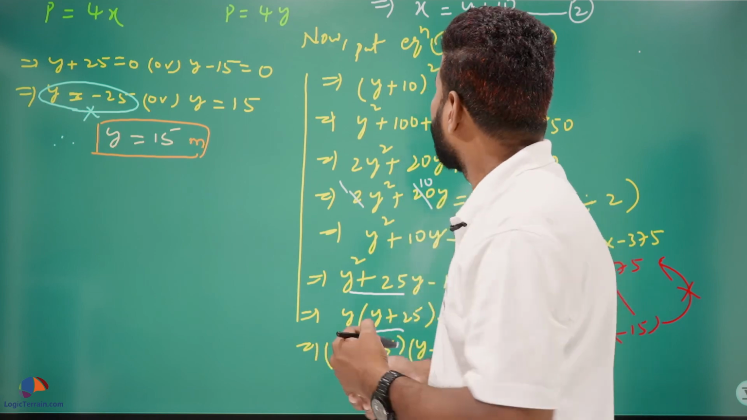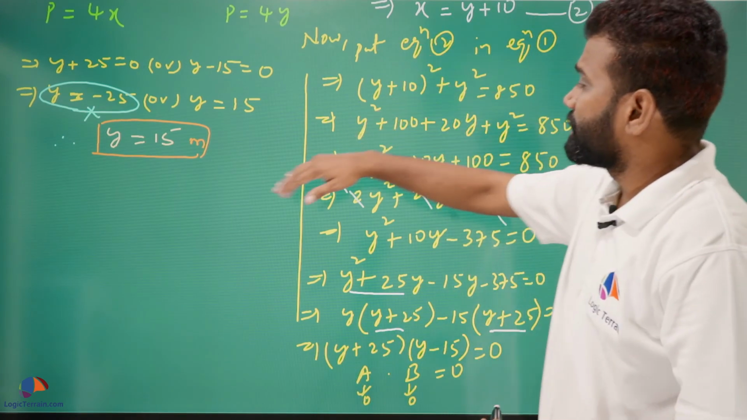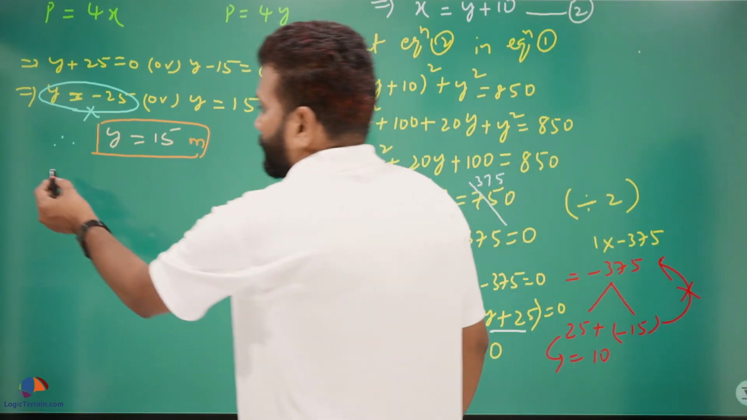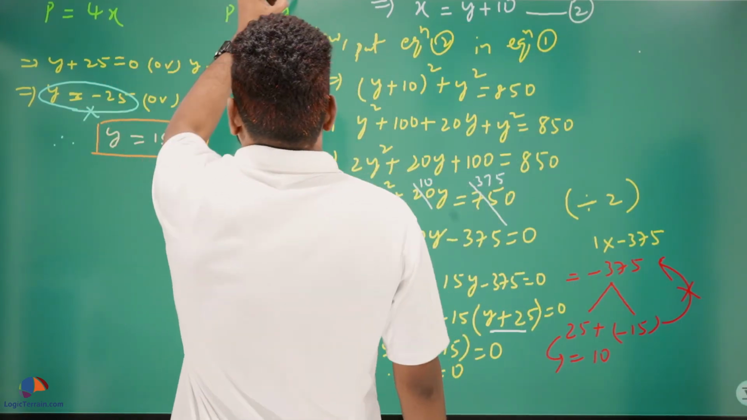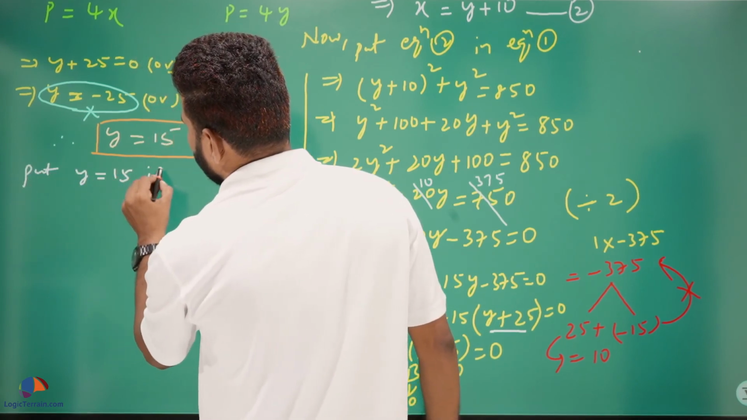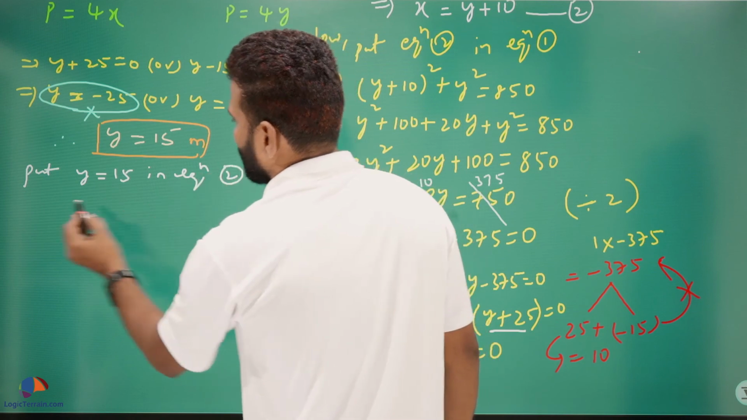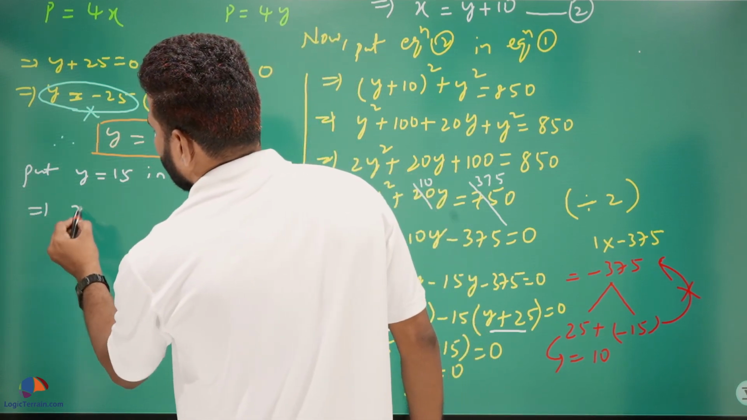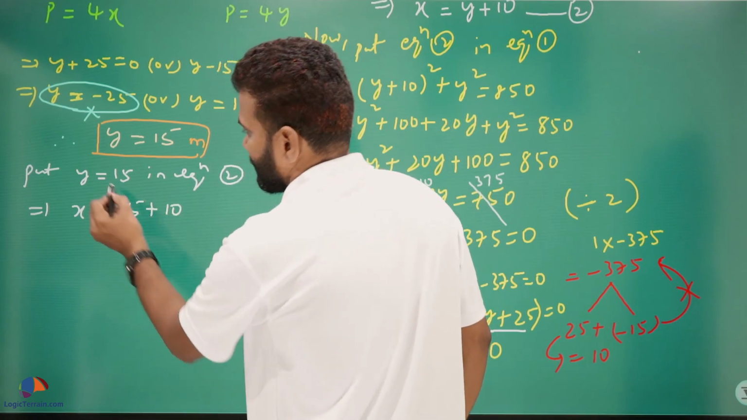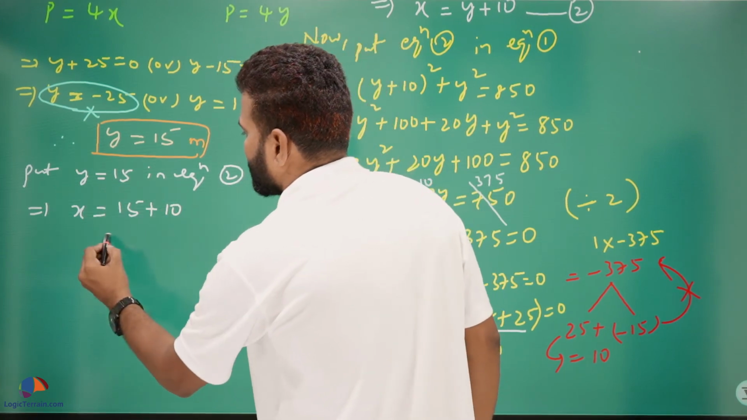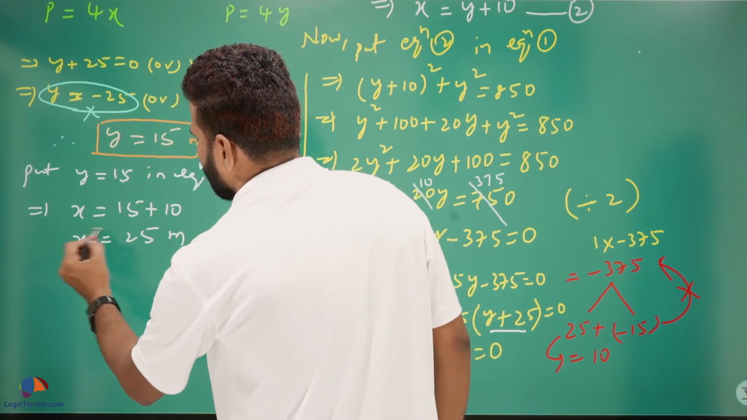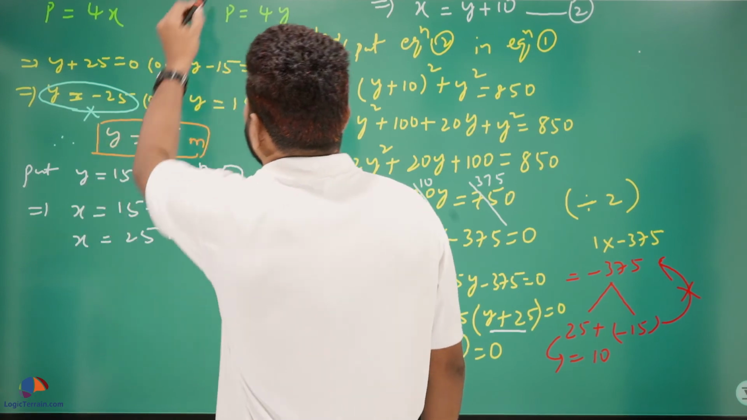Now we'll find the x value. So what we'll do is we'll substitute this y value in equation 2. Put y is equals to 15 in equation 2. That implies x is equals to y plus 10, that is 15 plus 10. Since y is 15, this becomes 25. We got the x value as well. Let us say this is 25 meters.